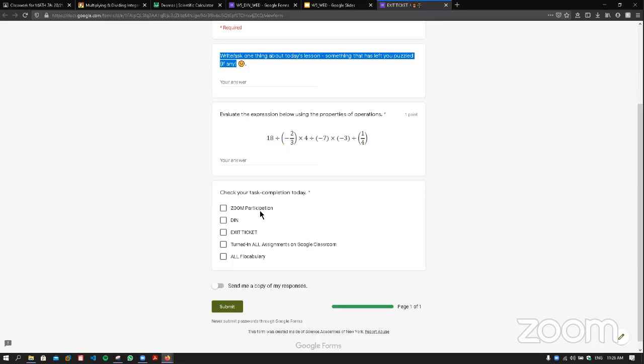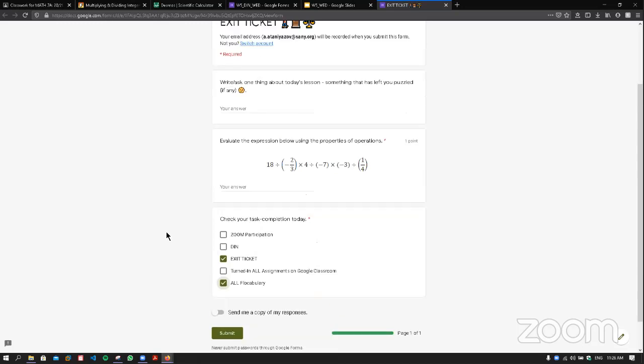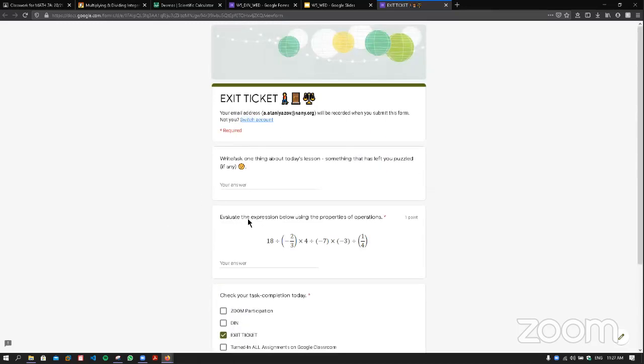Did you participate in Zoom? Did you do the DIN? Did you do the exit ticket? If you're doing this, I think you did the exit ticket and turned in all assignments in the Google Classroom and vocabulary. No more vocabulary, by the way. I assigned 3 vocabulary for review. If you finish them all, that means you reviewed all the lessons since the beginning of the school year. Make sure you finish all the vocabulary, because tomorrow is the benchmark, and I'll explain the instructions.